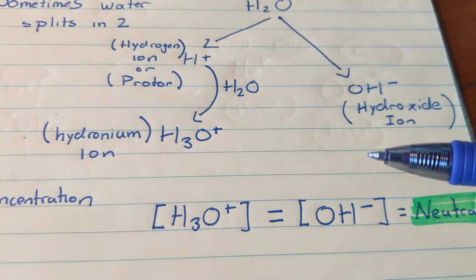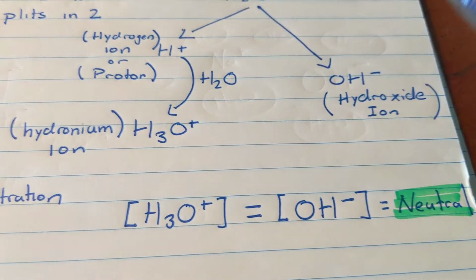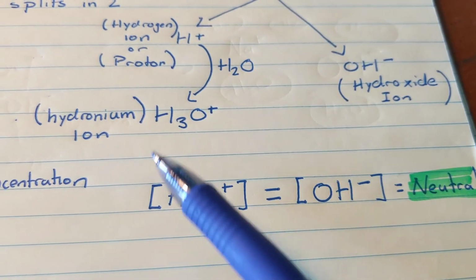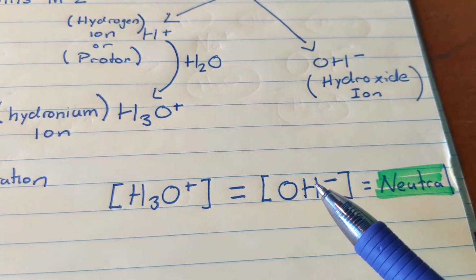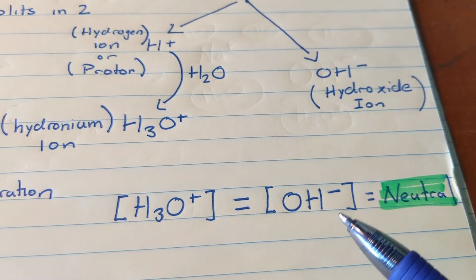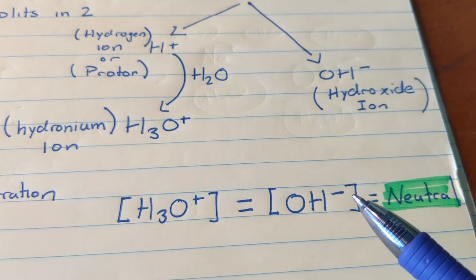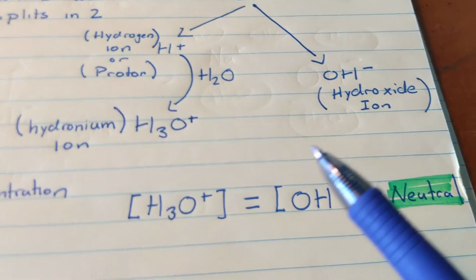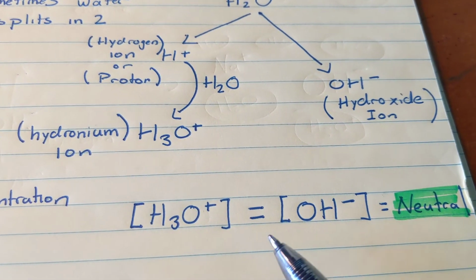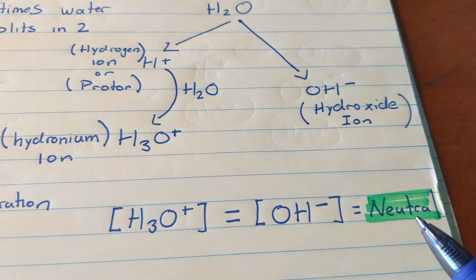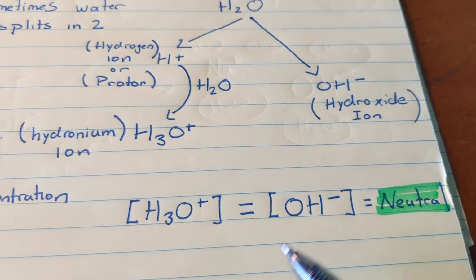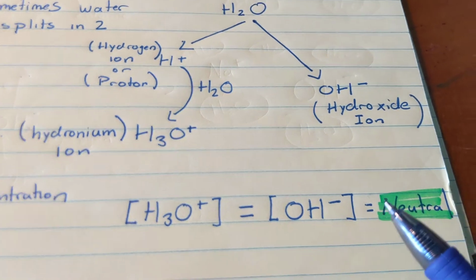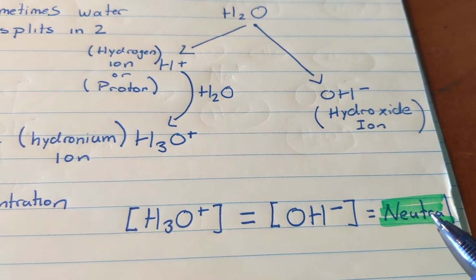So in normal water, the concentration of hydronium ions, H3O+, is always going to be the same as the OH- ions, or the hydroxide ions. So when the concentration of each of these is equal, that means we have a neutral solution. So this solution is neither acidic or basic. It's right in the middle. It balances out. It's neutral.